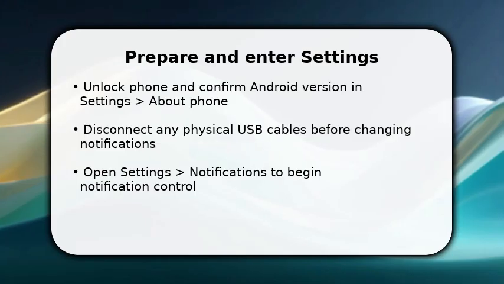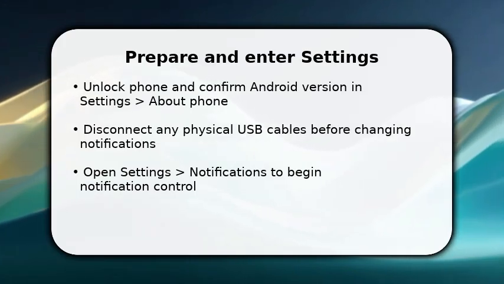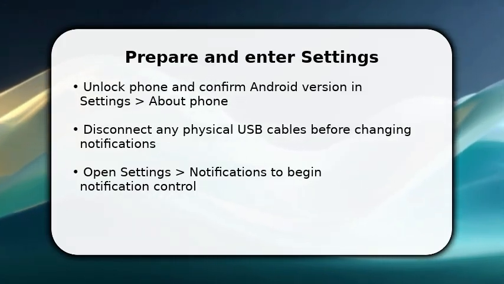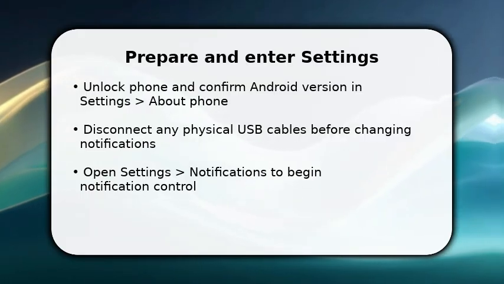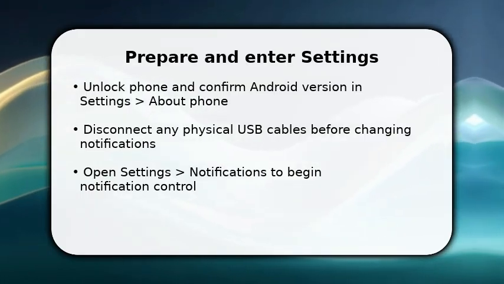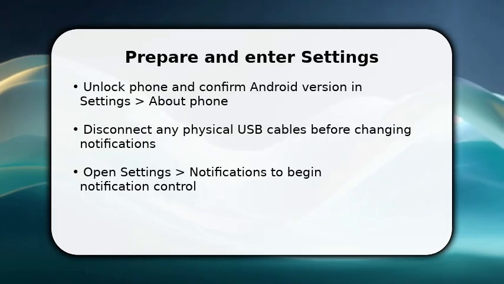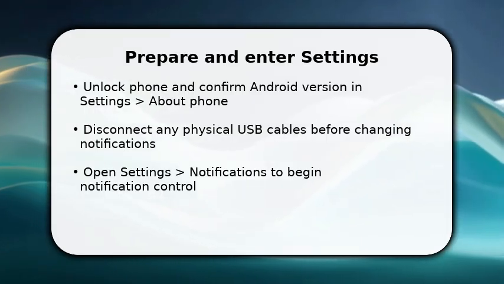You start by unlocking the Samsung A03 and checking Android details so you know which menu labels to expect. Once done, remove the USB cable and stop any file transfers. That prevents pop-ups while you change settings.